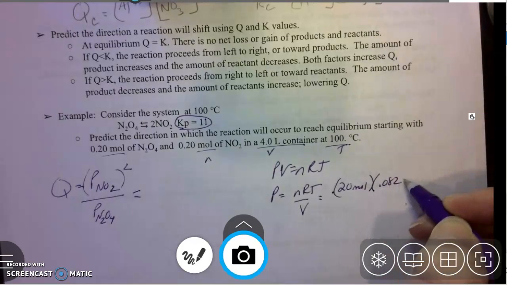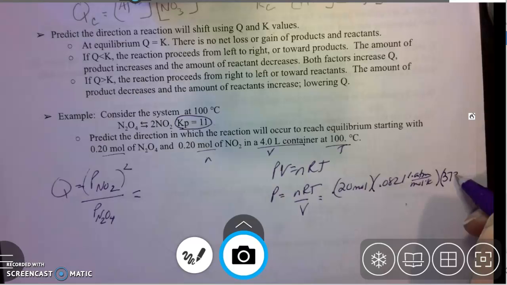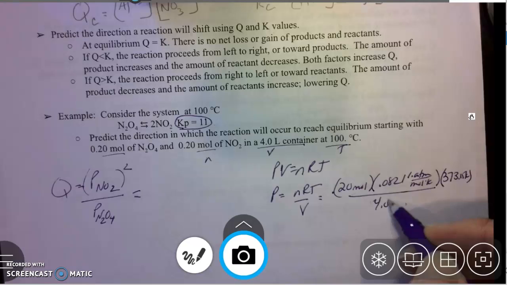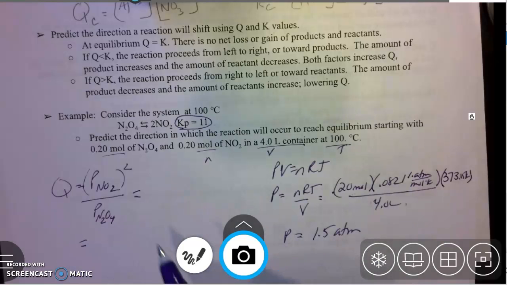And then I'm just going to substitute in the 0.20 moles, and the 0.0821 liter atm per mole Kelvin, 373 Kelvin over 4.0 liters. And we solve for that, P is 1.5 atm. So I'm going to substitute that in. And notice these are both the same, so their pressures will be the same. So I'll have 1.5 atm squared over 1.5 atm, which gives me 1.5.